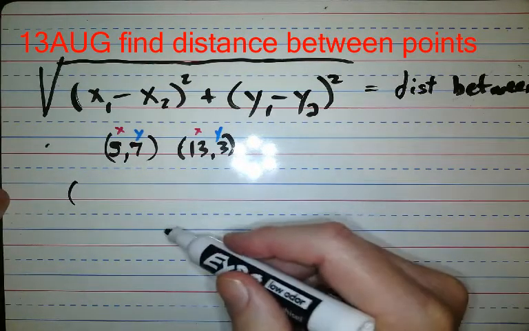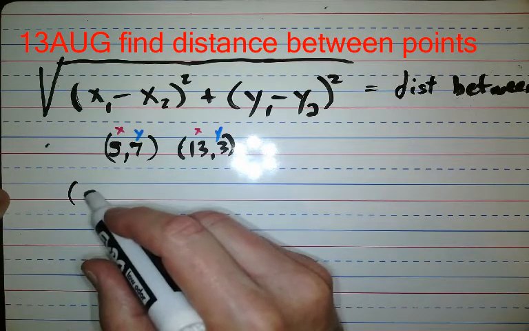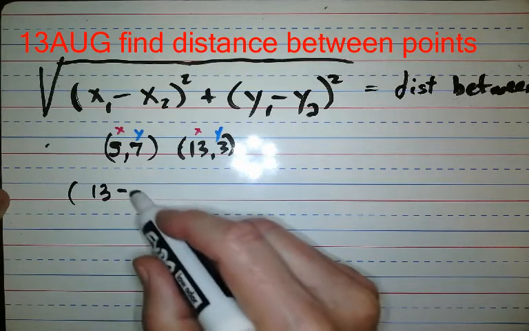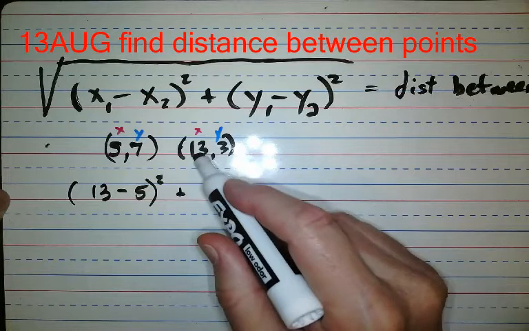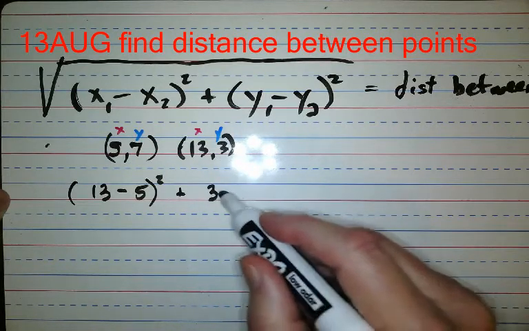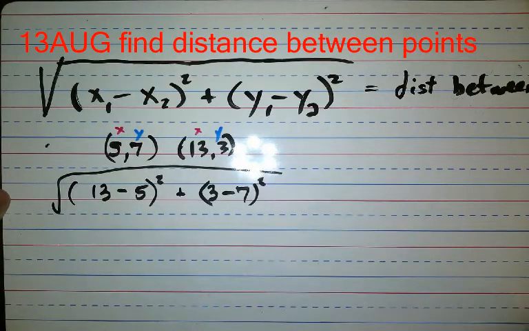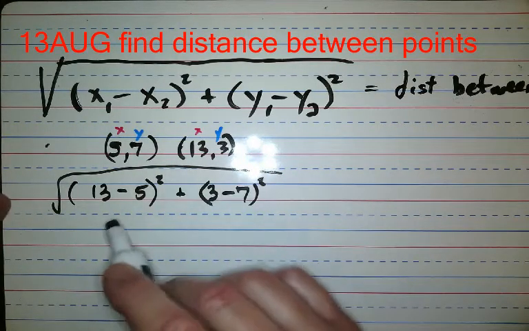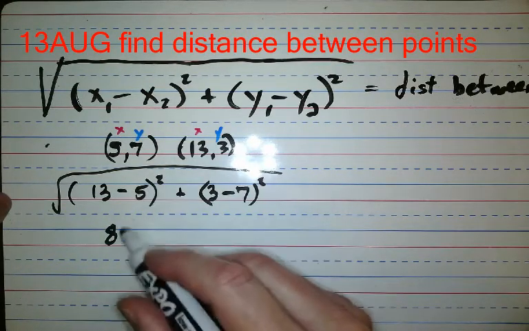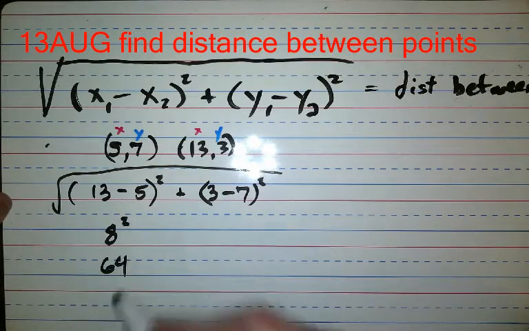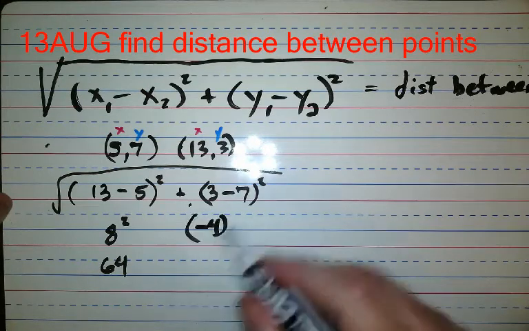So it doesn't really matter where you start, but if I start with this one, I have to start with it. So here we go. I'm going to start with 13. 13 minus 5 squared plus, and now if I started with 13, I need to start with a 3. 3 minus 7 squared. Just remember that, and we'll be good. All right. So first thing I do is subtract. That's 8. Then I square that number. That's 64. The next thing I do is subtract. That's -4. I square that number.